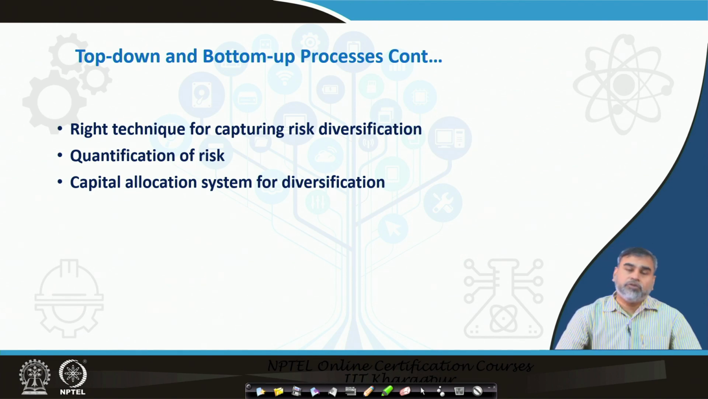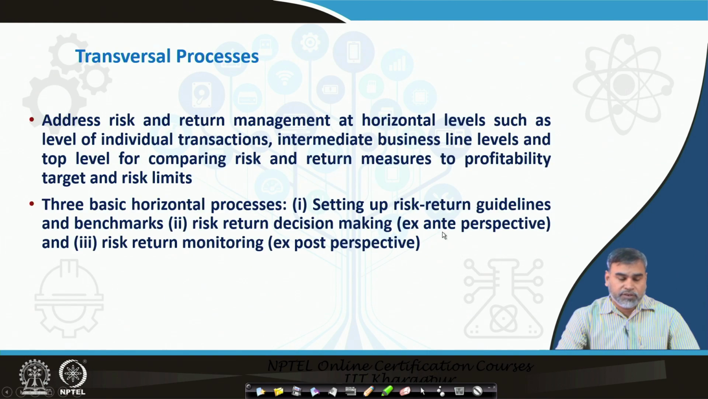So, this is about the vertical process. Then we have a transversal process which goes horizontally. Whenever we talk about the transversal process, this particular process addresses the risk and return management at a horizontal level, like the level of individual transactions, the intermediate business, the top level business, which basically comprises the risk return measures to profitability targets and the risk limits.